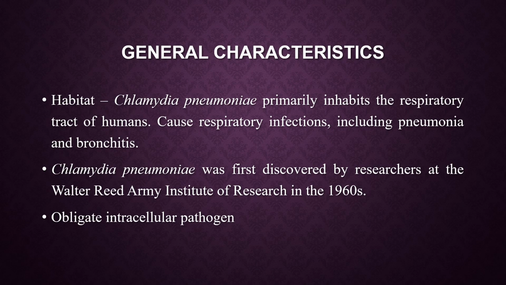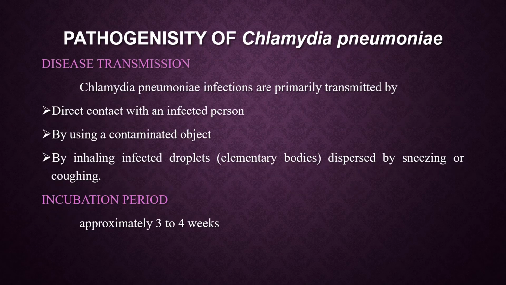It causes respiratory infections including pneumonia and bronchitis. Chlamydia pneumoniae was first discovered by researchers in the 1960s. It was initially isolated from the respiratory tract of military recruits. It is an obligate intracellular pathogen. They live inside host cells to survive.